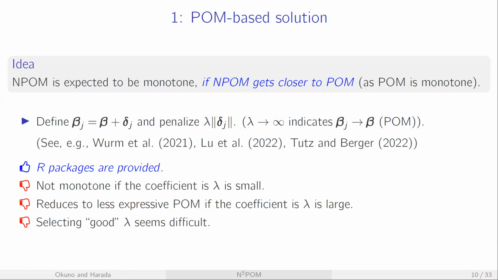But this approach has several problems. For instance, if lambda is small, then the NPOM is still not monotone. And if lambda is large, then the NPOM consequently reduces to the less expressive POM. So there is no meaning in using the NPOM. And actually, selecting a good lambda seems difficult in practice. Now, some packages in several languages heuristically determine the penalty coefficient lambda so as to preserve the monotonicity of the NPOM. So there are some problems in these POM-based solutions.